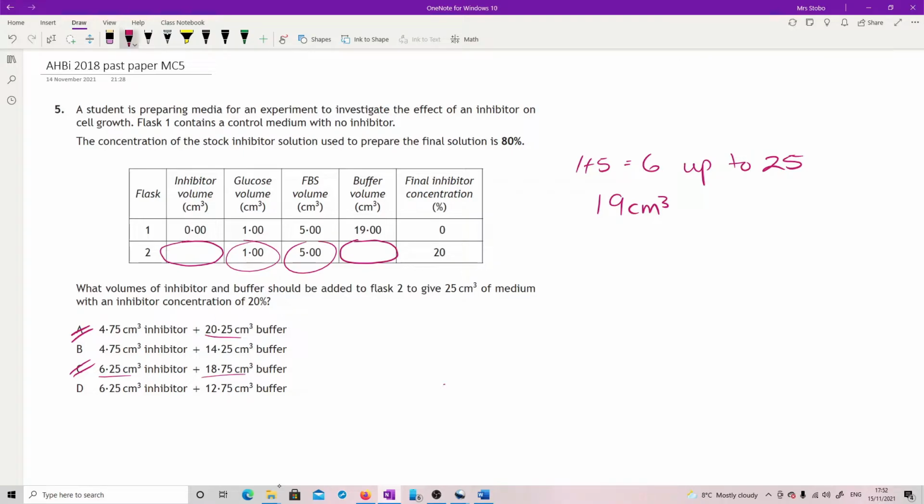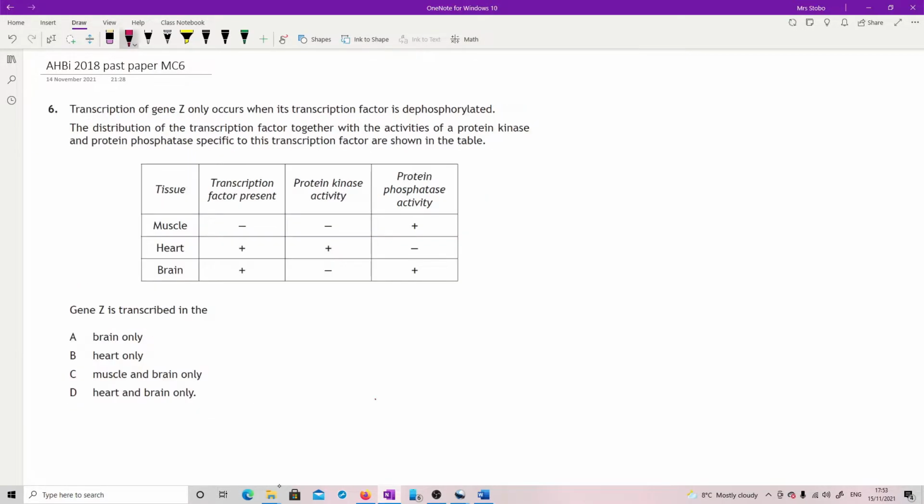Okay, so now I needed to make a decision between these ones. And what I now looked at was, if it is originally 80% and I want to get to 20%, that's a 1 in 4, because I need to dilute it by 4. So I am looking here at a quarter of 25. A quarter of 25 from a total is 6.25, and that's how I got my answer.